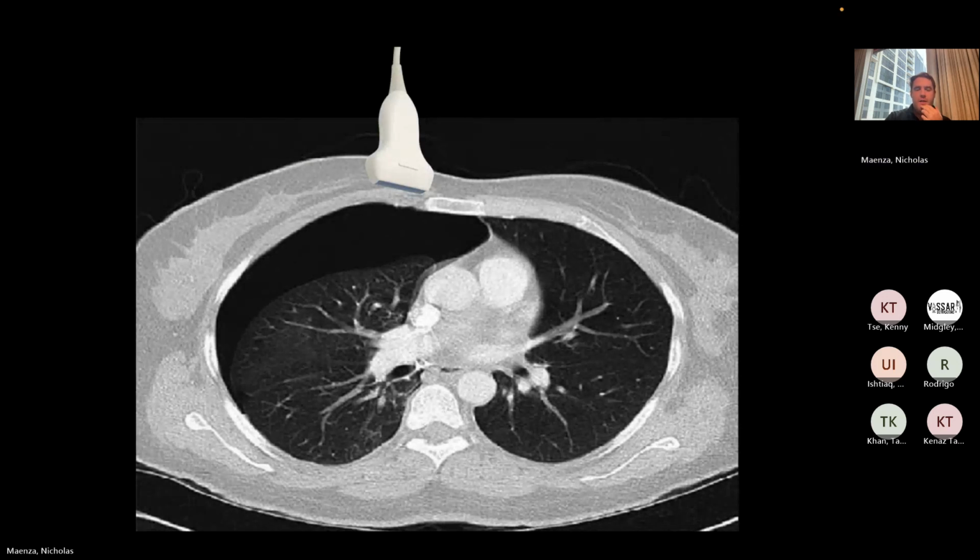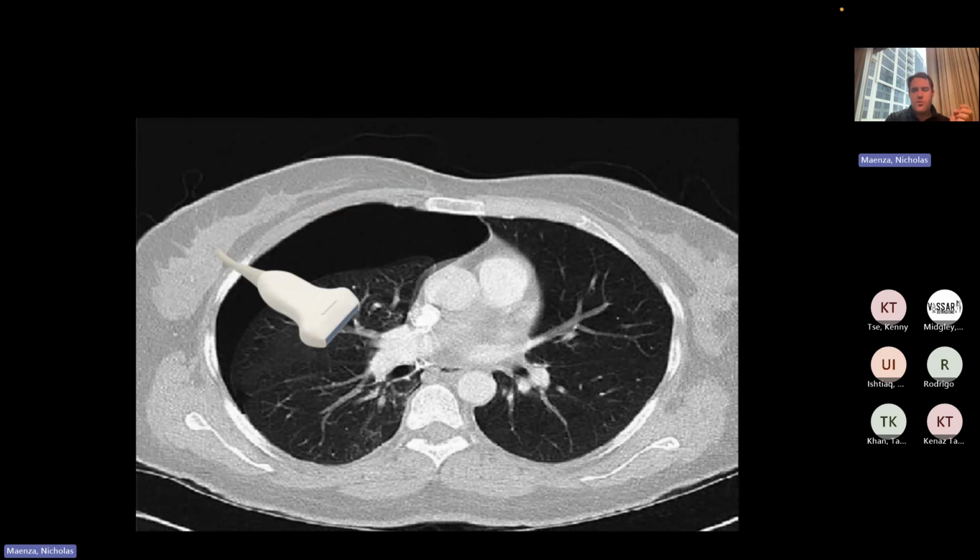So you looked for B lines. Sorry, you looked for lung sliding. You did not find it. You looked for B lines. There were no B lines. So this tells you that we're concerned for pneumothorax at this point. So our next step, as I talked about before, is finding lung point. So what is lung point? Lung point is pretty much the transition point from where pneumothorax meets no pneumothorax.